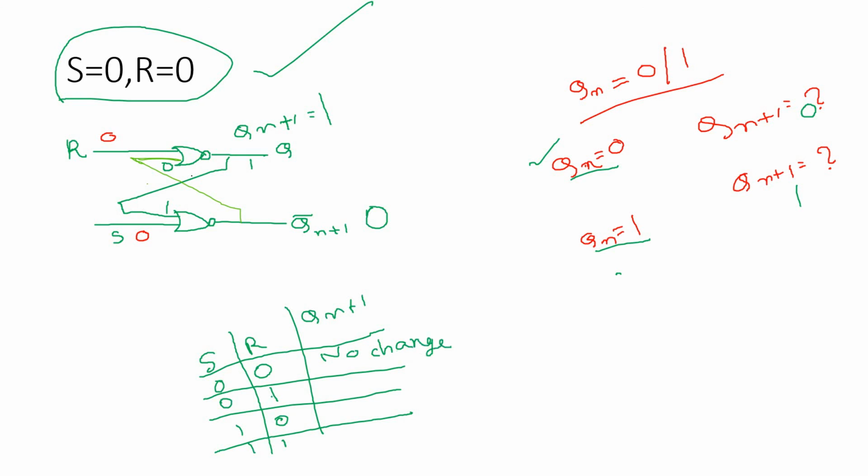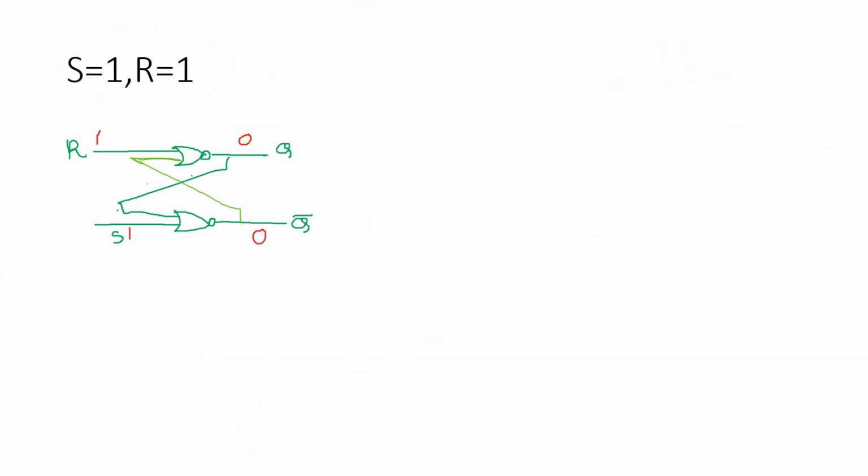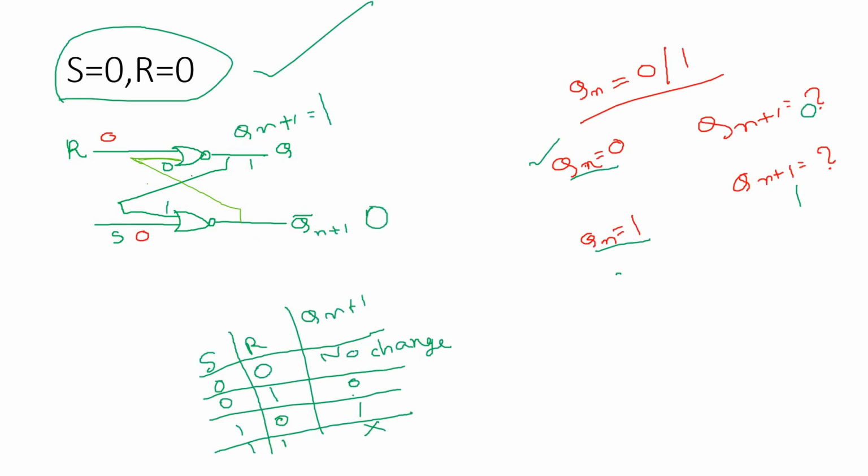And for 0 1, as reset is 1, Q of n plus 1 will be 0. If set is equal to 1, reset equal to 0, Q of n plus 1 will be 1. If set equal to 1, R equal to 1, this is called the forbidden region. Designers will not accept this region, they will not work with this. Here you can see, if S equal to 1, R equal to 1 is satisfied, both Q and Q bar are 0, but this region will not be used, because Q and Q bar simultaneously become the same value.